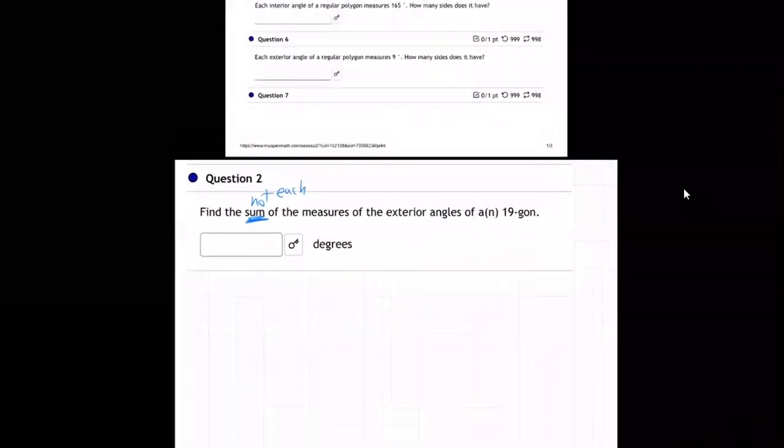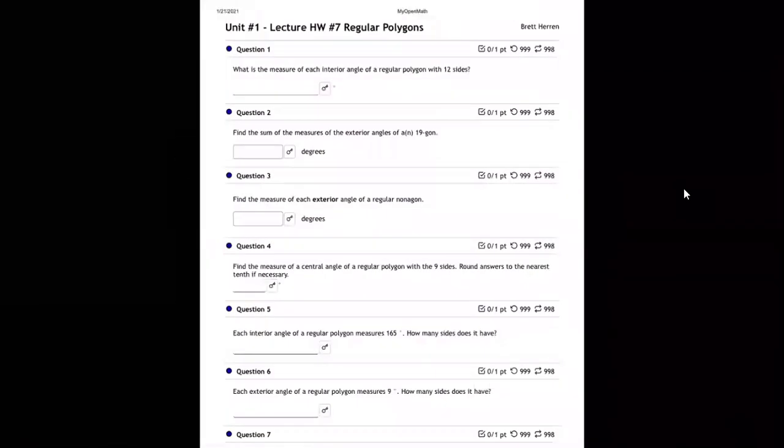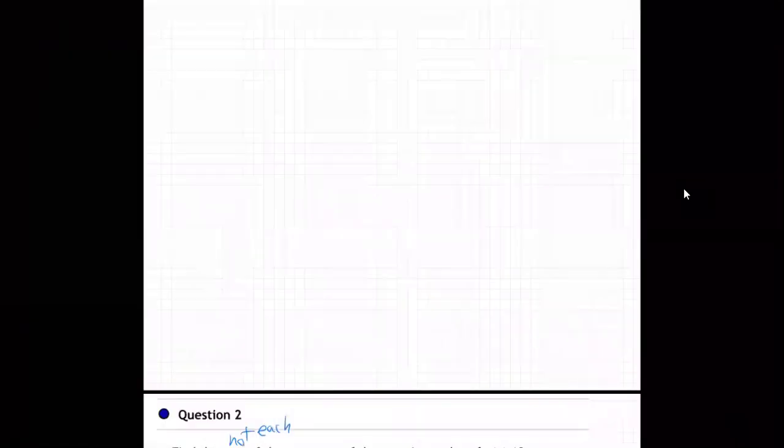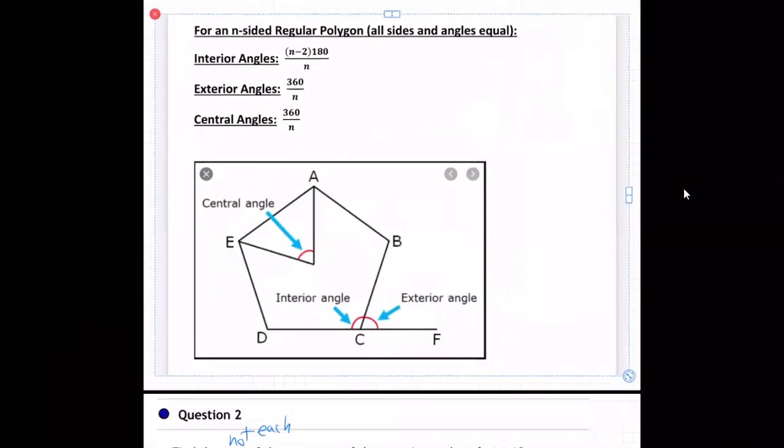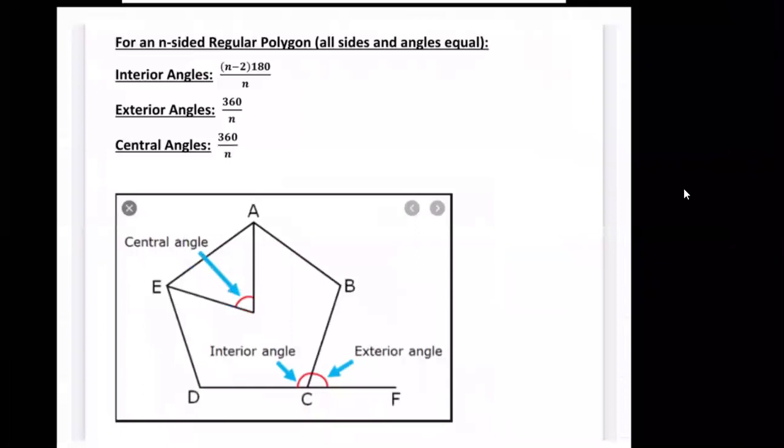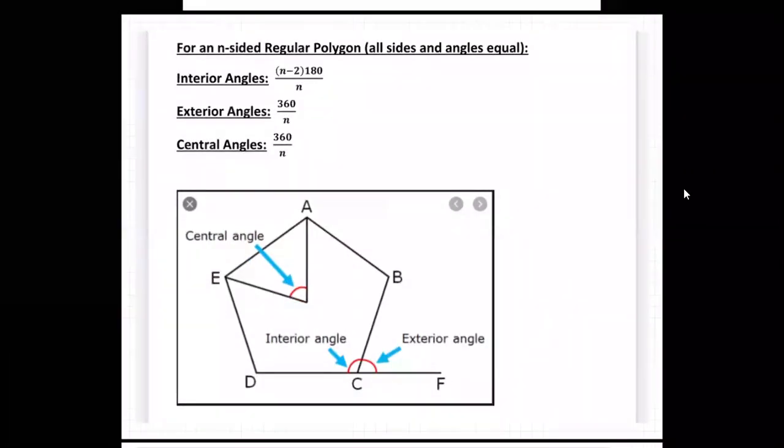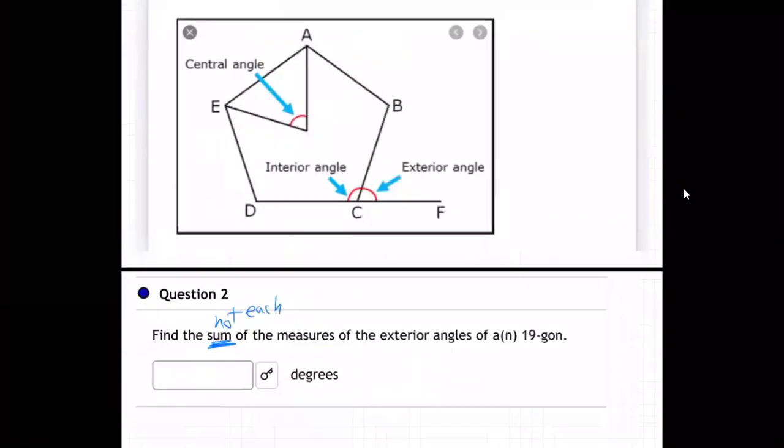Well, if you go back to the notes, we have a formula. Let me grab that formula for you. There it is. So here's the formula sheet from the notes. These formulas right here are for a regular polygon, and it's each angle. So each interior, each exterior, each central. This is a central angle. This is an interior angle, and this is exterior. This question says exterior.